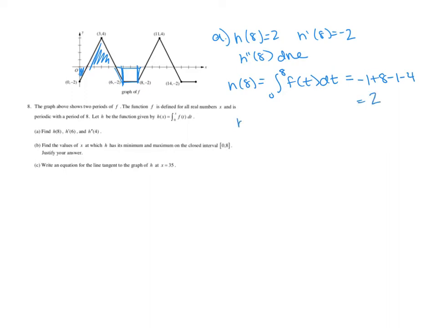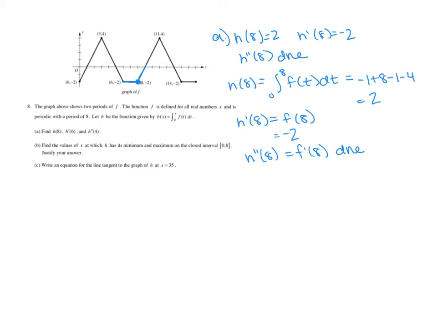got 2. h prime of 8 is going to be f of 8, because the derivative of h is going to be f, and that is this point here. f of 8 is -2. Like I said, the last part is a little bit tricky. The second derivative, we're looking at f prime of 8. So we need the value of the derivative at this point here, but the problem is that that point is a corner, and at corners, derivatives don't exist. So that one was a little bit of a trick question.